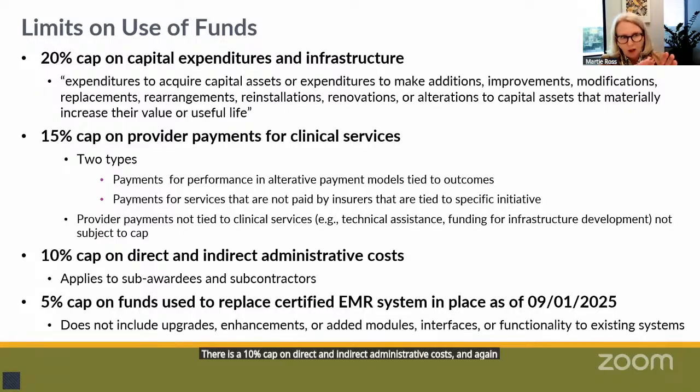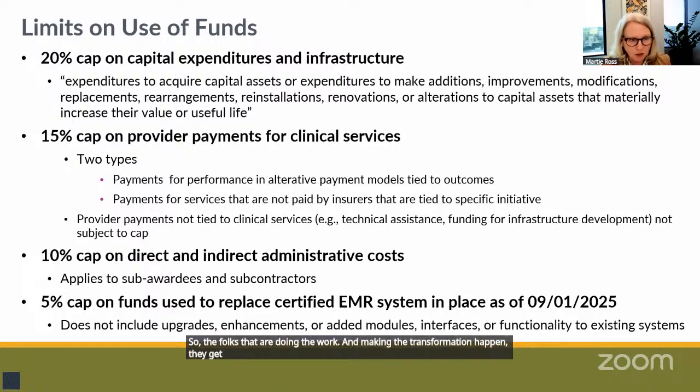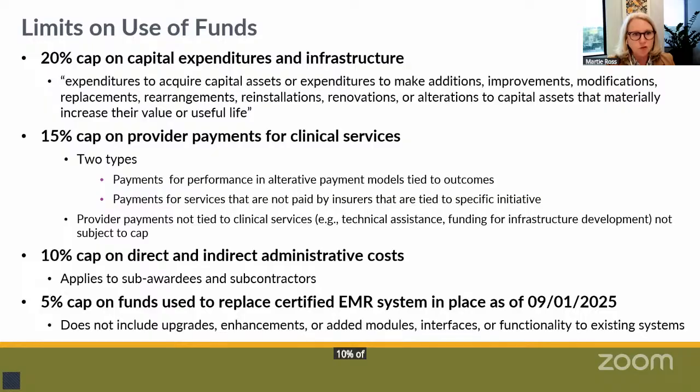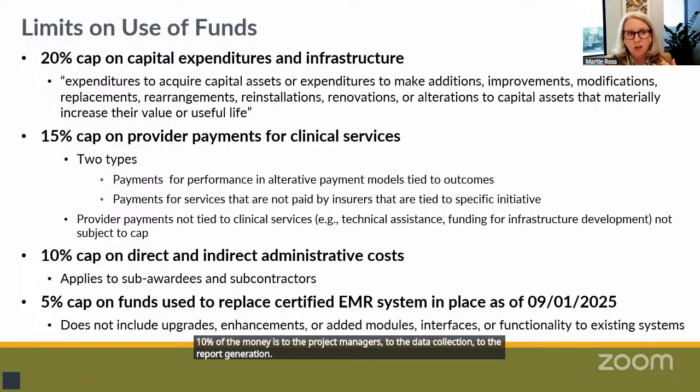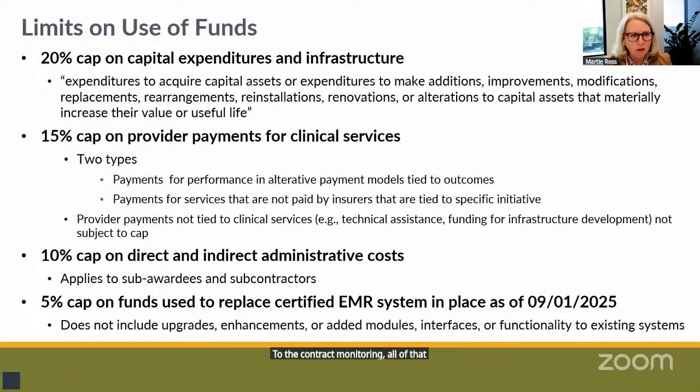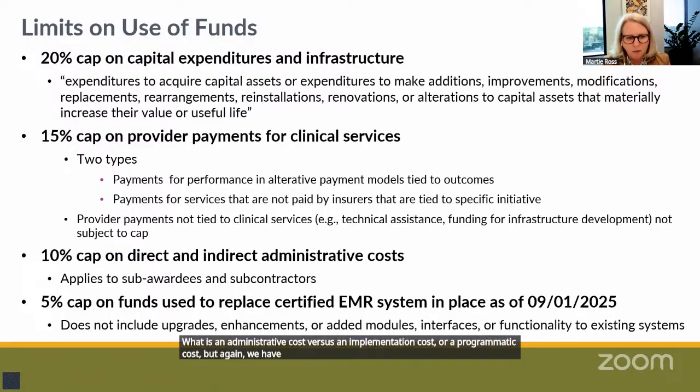And again, that's going to apply both to the state as well as any subawardee or subcontractor. So the folks that are doing the work and making the transformation happen, they get 90% of the money. 10% of the money is to the project managers, to the data collection, to the report generation, to the contract monitoring, all of that work that moves the initiative forward. That cannot be more than 10%. The NOFO gives the state some leeway in dividing what is an administrative cost versus an implementation cost or a programmatic cost. But again, we have to be attentive to that requirement.